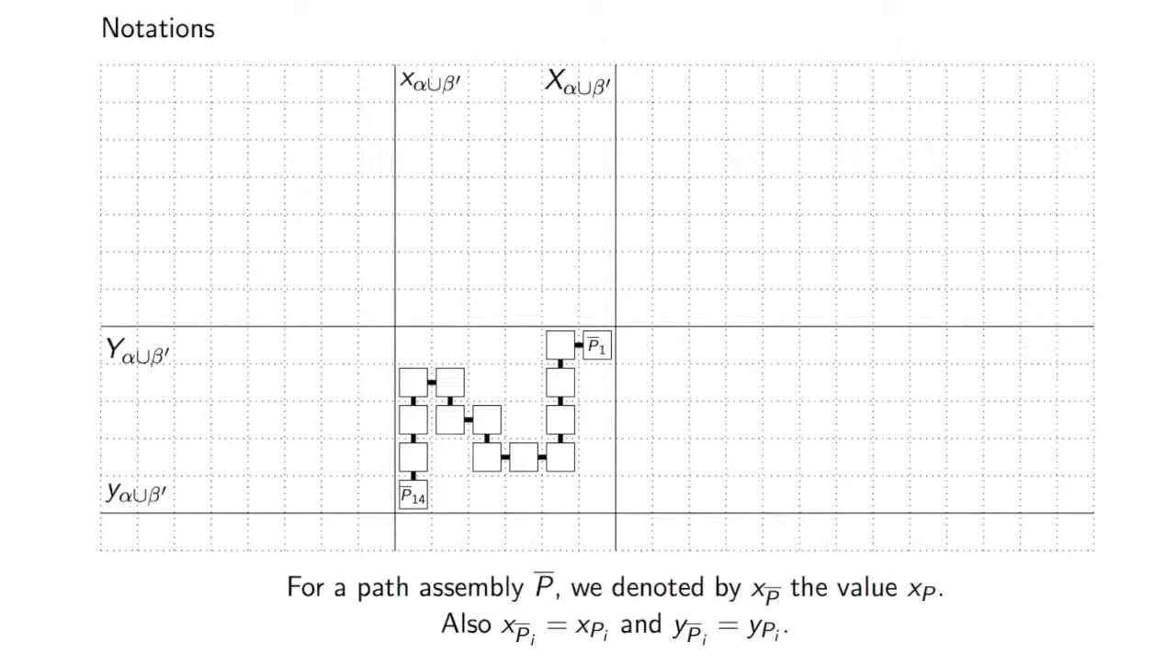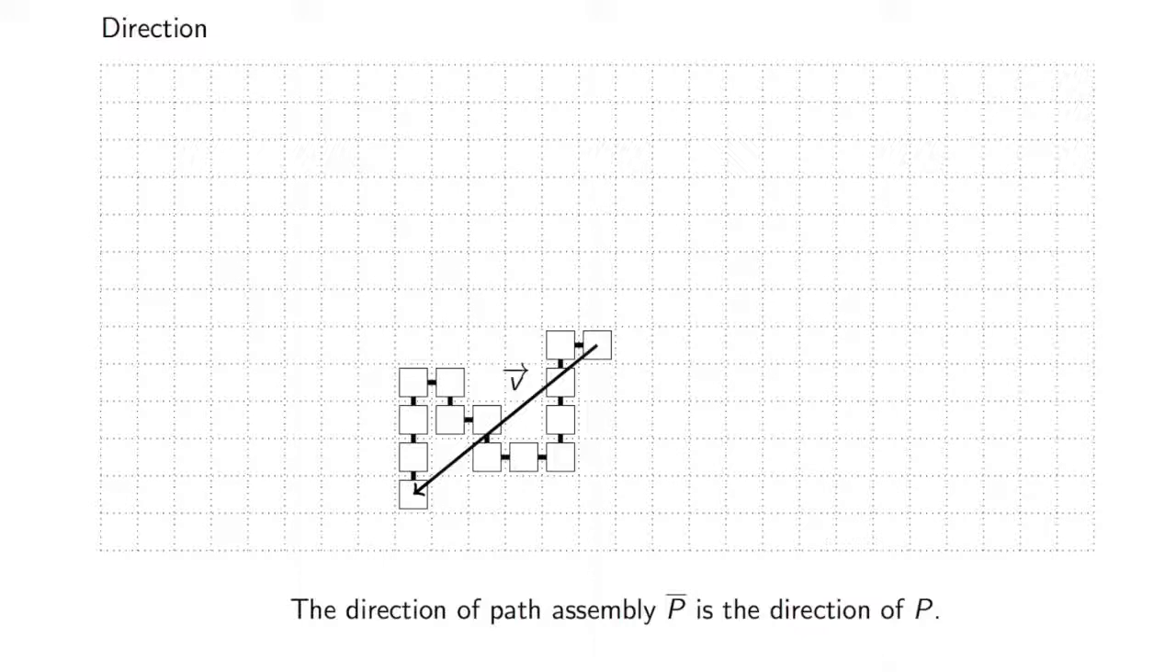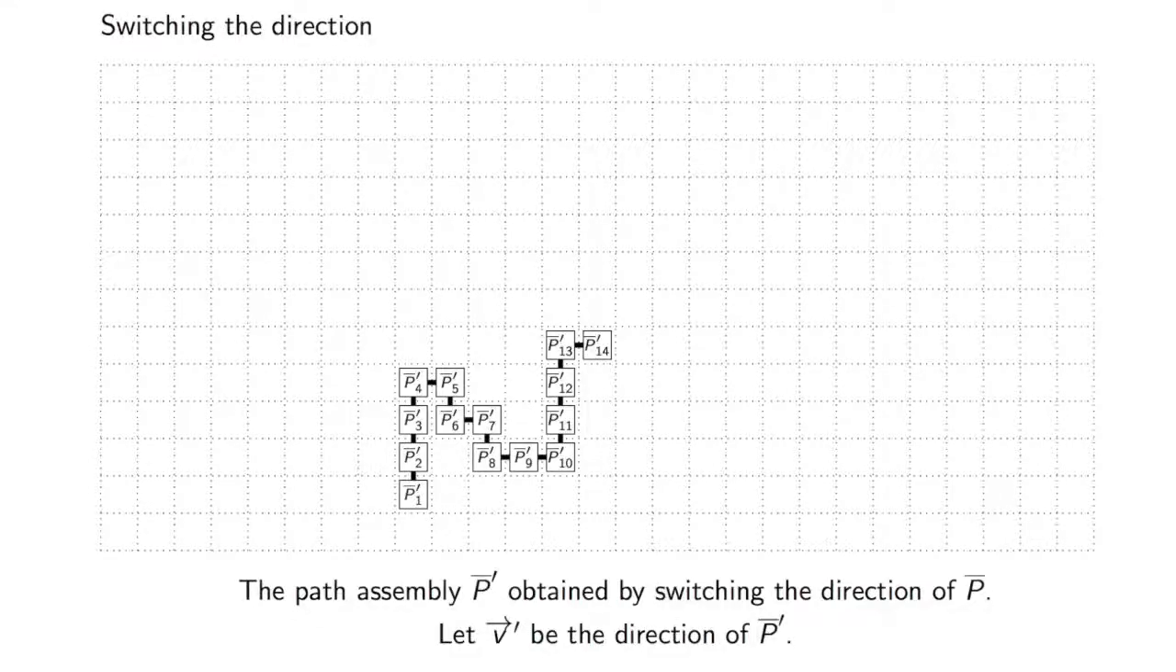For our path assembly P we use the same notations as the ones introduced for assembly and graph. For example, lowercase xp represents the lowest abscissa of a position occupied by a tile of P. Also, the direction of the path assembly P is the direction of its underlying path. In other words, it is the vector starting at the position of the first tile of P and ending at the position of the last tile of P. The direction of a path assembly can be switched. Here, we represent the path assembly P' obtained by switching the direction of P.